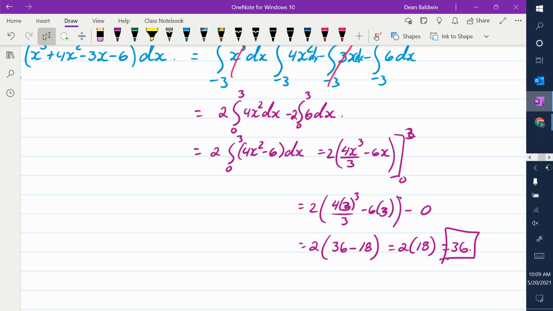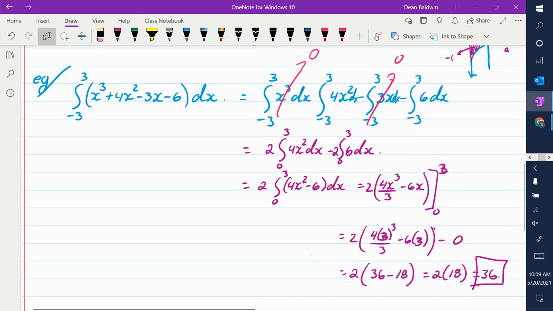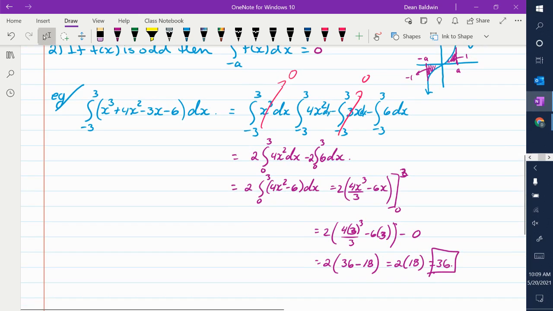I mean, you could have just integrated this between negative 3 and 3, but that's going to take a lot more work. And when you're doing this, say I give it to you on a test, you don't have to show this. You can just go, that's odd, so that's 0, that's odd, that's 0. And then just pull those two and go straight to here. Okay? So you can save yourself this stuff. All right? This is just why you can do this.